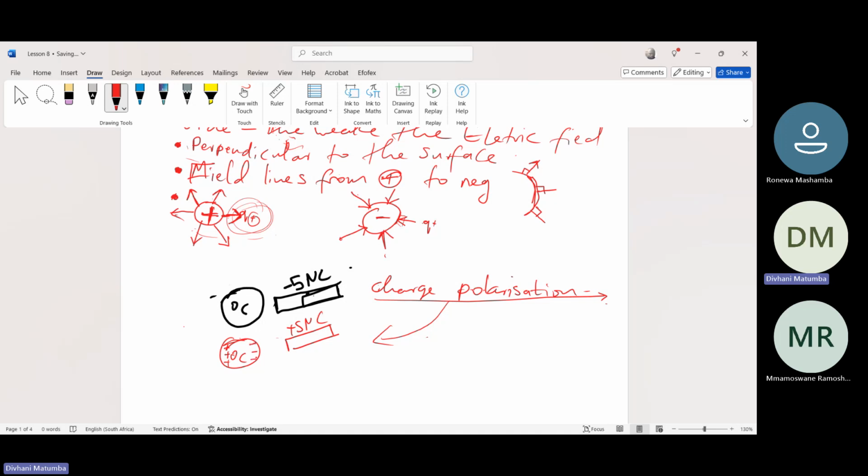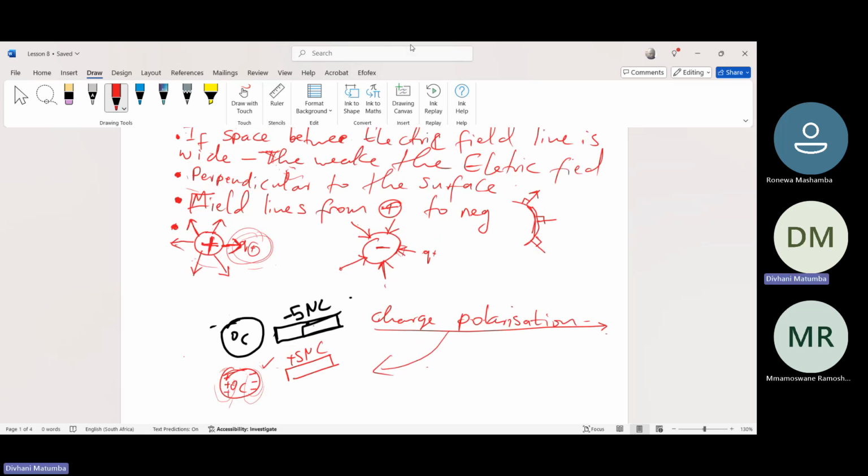At the same time, the negative charges will come to this side. The reason why I drew 3 negative charges and 3 positive charges is because a neutral object has the same amount of positive charges as there are negative charges. We agree? Okay.